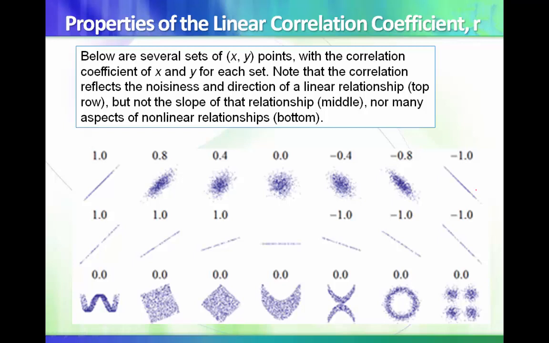Below are several sets of xy points with the correlation coefficient of x and y for each set. Note that correlation reflects the noisiness and direction of a linear relationship, but not the slope of that relationship. So the higher the number, the more tightly the data are going to be in a line, but the correlation coefficient has nothing to do with how great or small the slope of that line is.